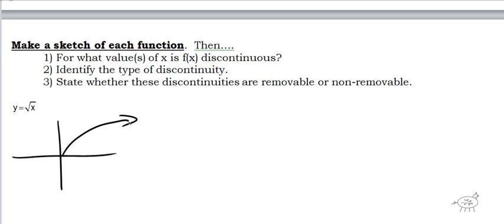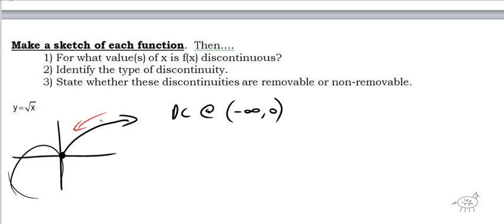And basically, you're going to say, well, the only place it's discontinuous is basically where it's negative. So you're going to say it's discontinuous at, and then you're going to use interval notation, negative infinity to 0. Okay, not including 0, because at 0, it's continuous. Because you can look at the limit coming from the positive side, and you can say f of that value, and they're going to be the same.